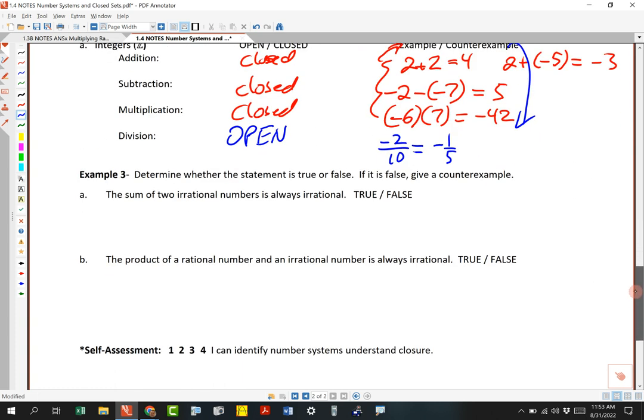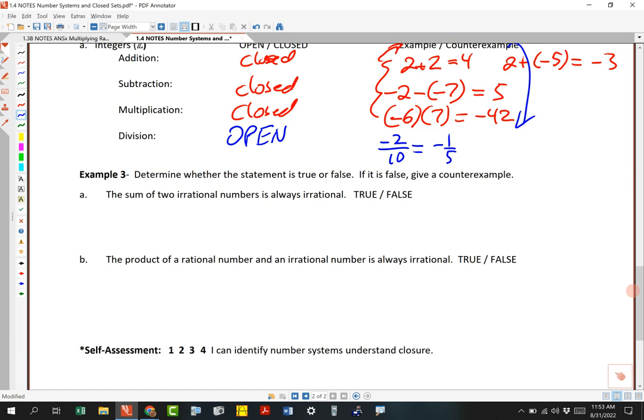So slide down here. We're going to take a look at the last of this, and then I'll hand out the assignment. It says determine whether the statement is true or false. If it's false, then give a counterexample. The sum of two irrational numbers, think radicals for the most part, radicals of ugly numbers, is always irrational. So we're going to add two ugly radicals together, and we're going to get another ugly radical or something. Does that always happen?